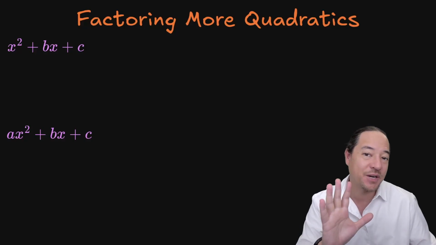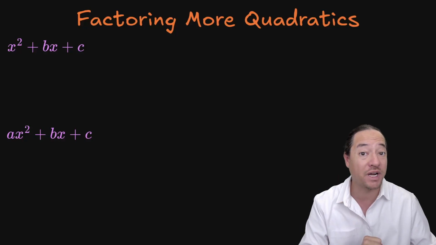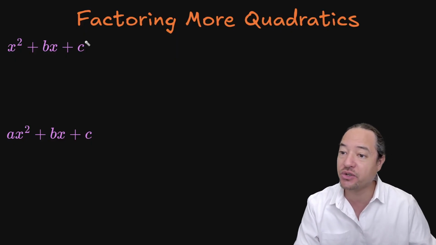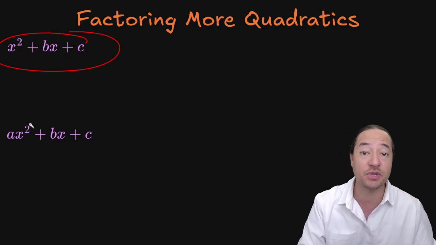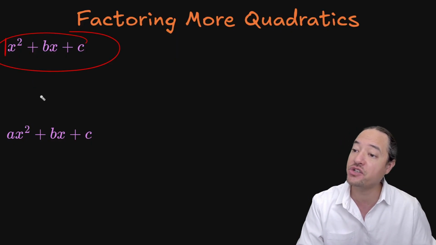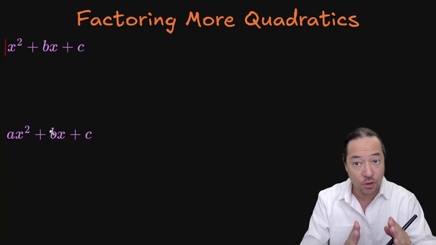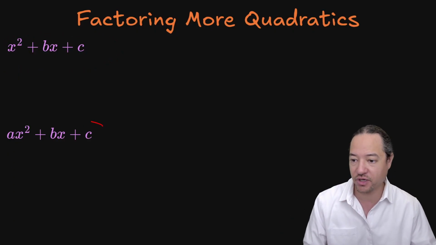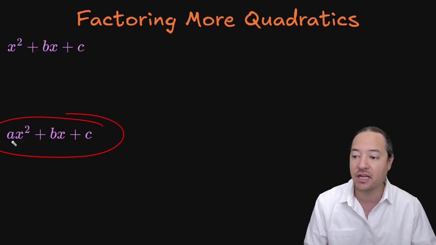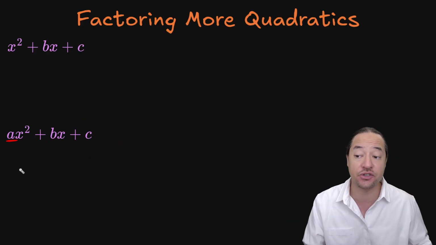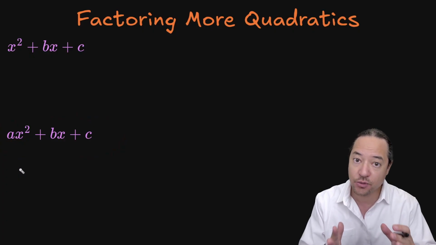Hi, welcome back. Today we're looking at how to factor more quadratic expressions. What do I mean by more? Well, previously we learned how to factor x squared plus bx plus c, and here the coefficient in front of the x squared was always a 1. So that's sort of a special case. We want to go more general. We want to look at this version now today, where this coefficient a could be any kind of integer really. And so that's what we're trying to get to.